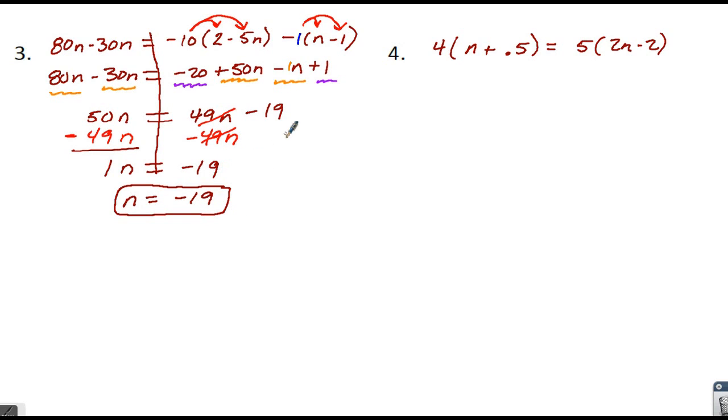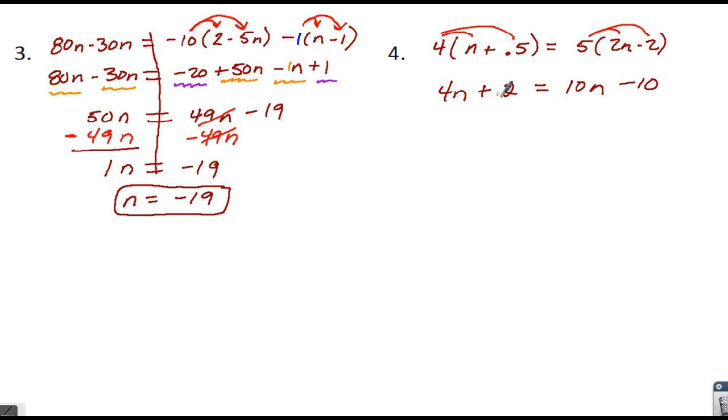Now let's look at this example right here, number 4. You have 4 times n plus 0.5 equal to 5 times 2n minus 2. So there's a lot of distribution. First thing we want to do is distribute. So we want to distribute the 4 out. So 4 times n is going to give us 4n. 4 times 0.5, again, you can use a calculator for this, but this is going to equal 2. And then we're going to distribute the 5 times the 2n, and then 5 times the negative 2. 5 times the 2n is going to give us 10n. 5 times the negative 2 is going to give us negative 10.